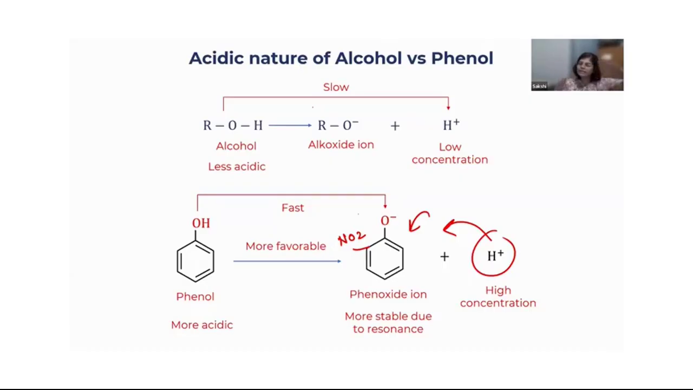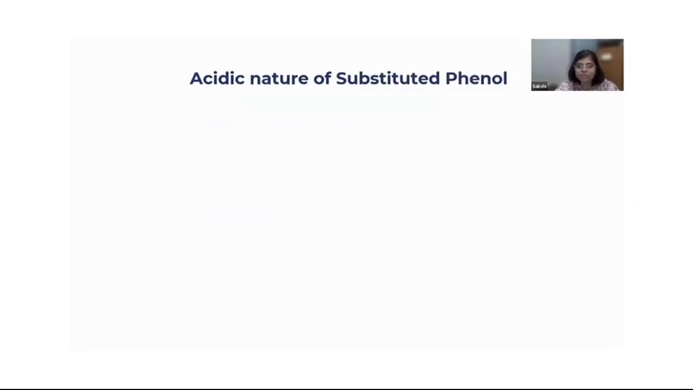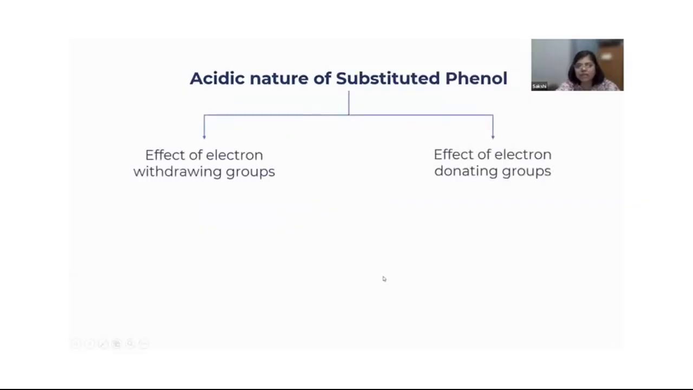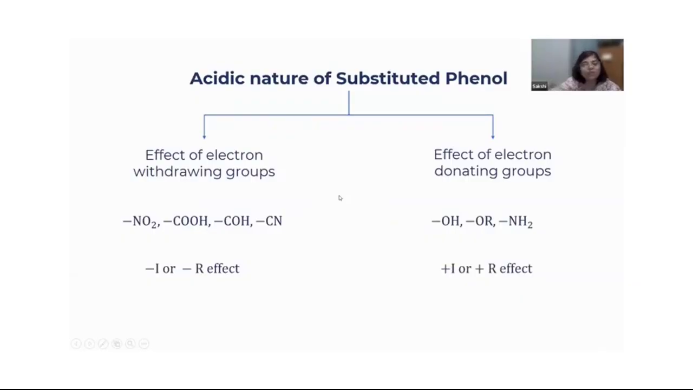Also, by decreasing the negative charge, the conjugate base will become more and more stable, right? So we want the conjugate base to become stable. So we have electron withdrawing groups and electron donating groups. Electron withdrawing groups show a minus I effect. As I told you, electron donating groups show a plus I effect, meaning they increase the electron density on the oxygen. Here, these groups decrease the electron density.